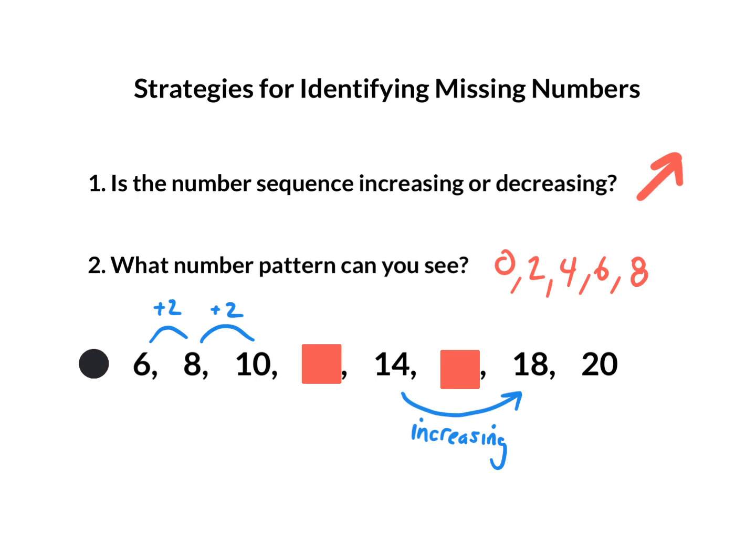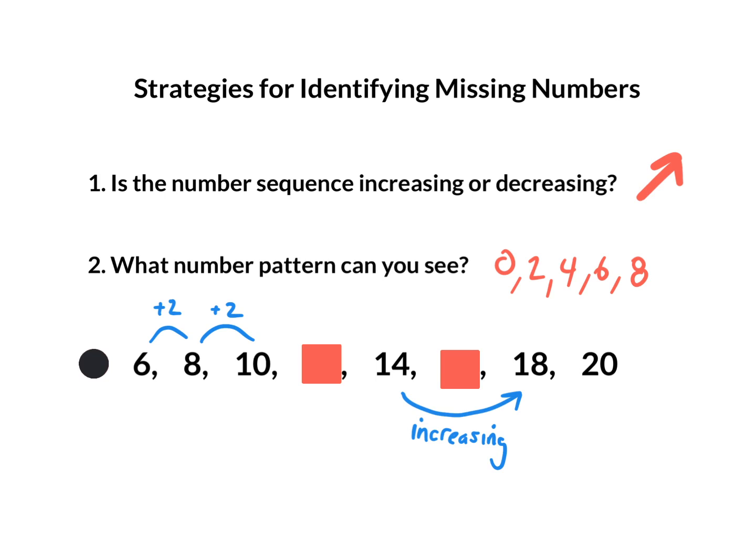Now that I know that my number sequence is increasing, I like to say to myself, what pattern can I see? Well, I can see 6, 8, 10. And if we cast our mind back to a previous video, we know that the number pattern 6, 8, 10 belongs to a 2's pattern. Therefore, my number sequence is increasing by 2's. So if my number sequence is increasing by 2's, then my missing number after 10 must be 12, and my missing number after 14 must be 16.